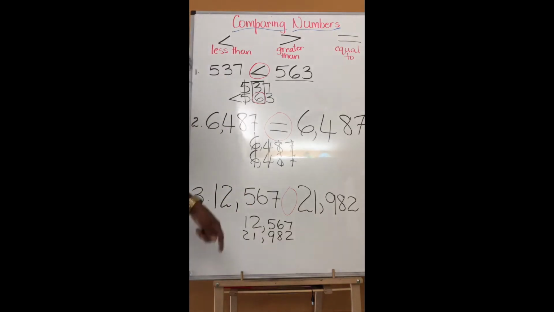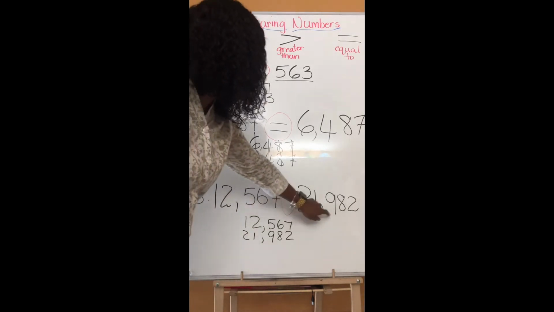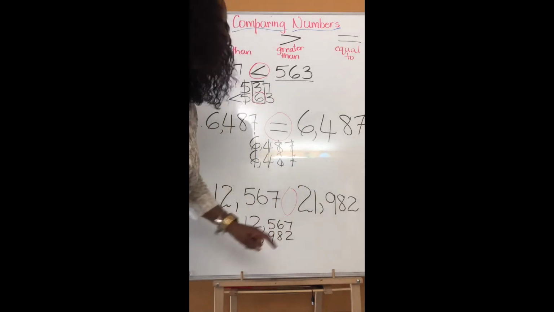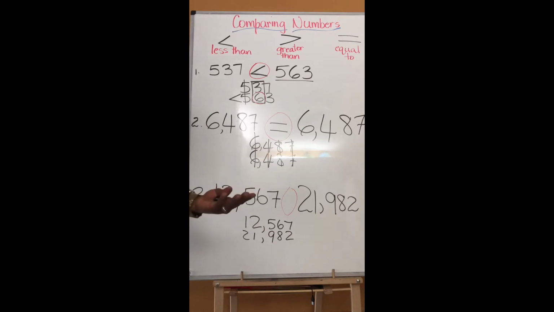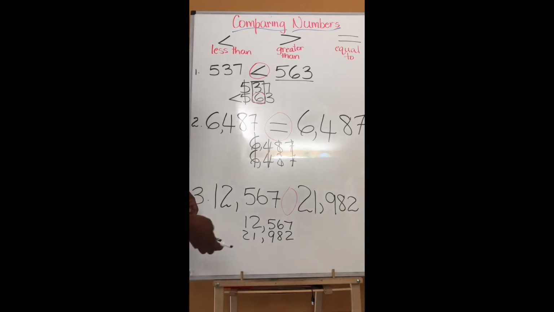If you're not sure, count them. 1, 2, 3, 4, 5. 1, 2, 3, 4, 5. They're the same amount of digits, so you will line them up correctly underneath each other. Just like when we're putting them on the place value chart, we have to make sure they're lined up correctly. So I'm ready to compare.